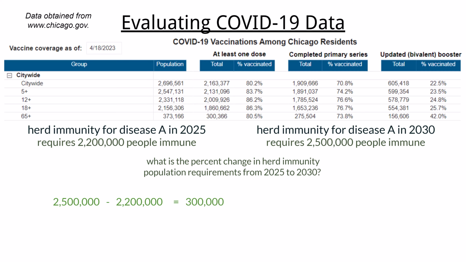Then divide that by our old value of 2.2 million to get 0.14, which is rounded from 0.136. We multiply that by 100 to get our final answer of 14%. So this tells us that there is an increase of 14% of people who need to be immune this time around to achieve herd immunity in 2030 compared to what it was in 2025.